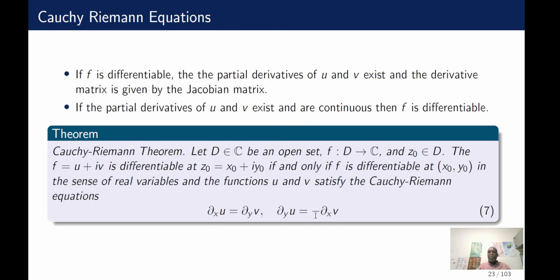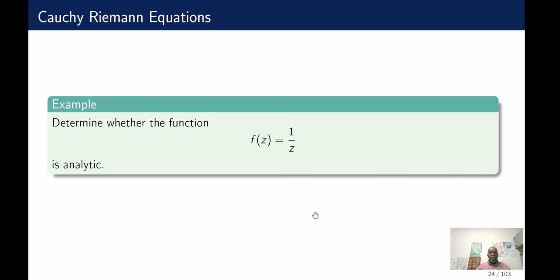The signs of the two things will be different. So that's the Cauchy-Riemann equation. Most books derive them. So let us look at one example where we use the Cauchy-Riemann equations.